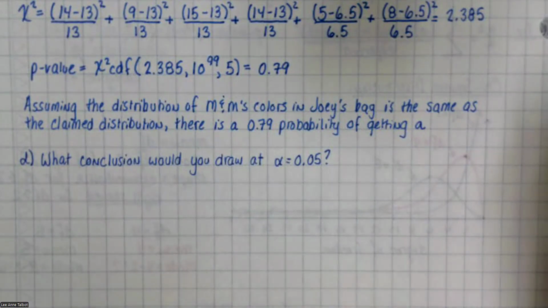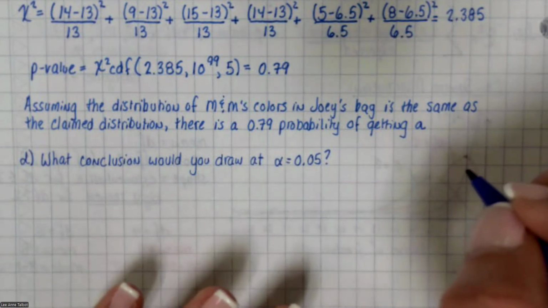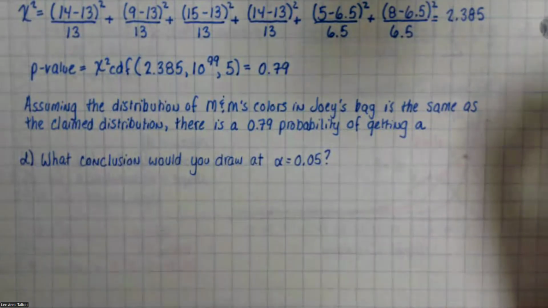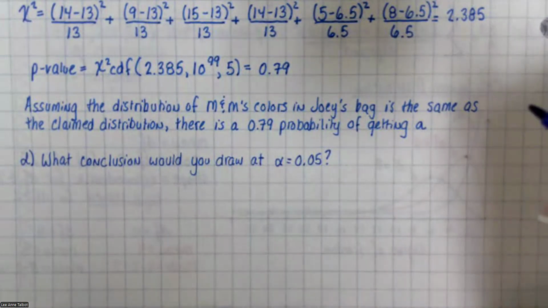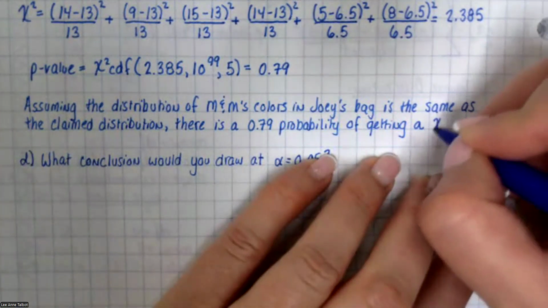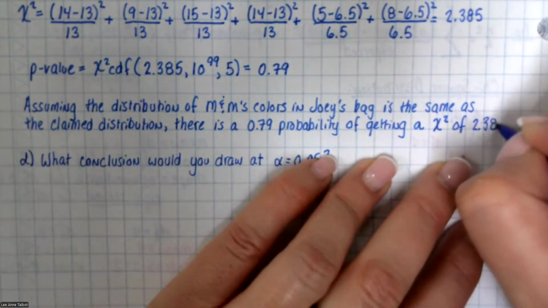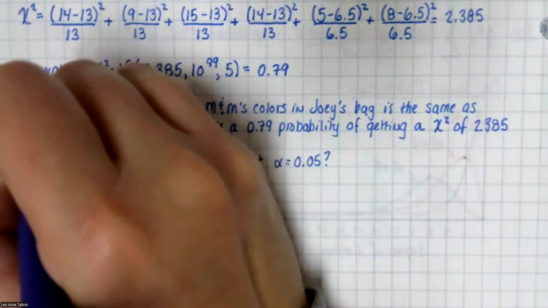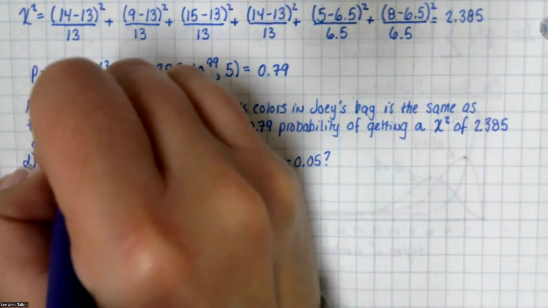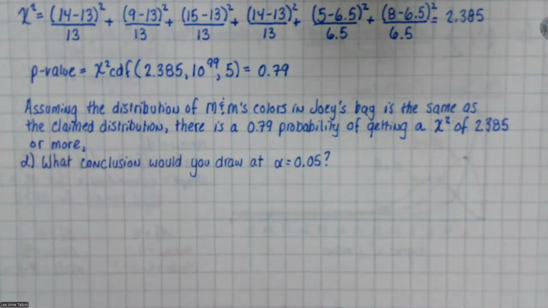Okay, now pause here. This is a little bit different from all the rest of them. This is the only thing that's different. Usually we would say sample mean or sample proportion. This would be like a million sample proportions. We would not say that. What we say is chi-square of 2.385 or more. And here's another cool thing. They're always or more, because it's right skewed.